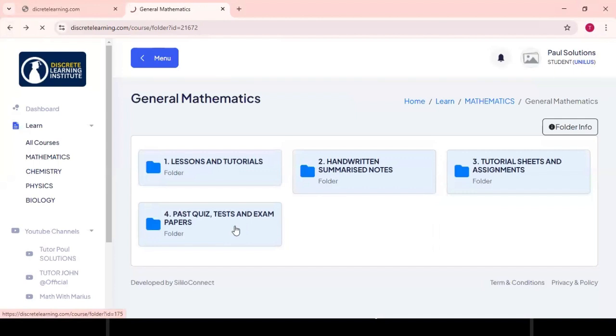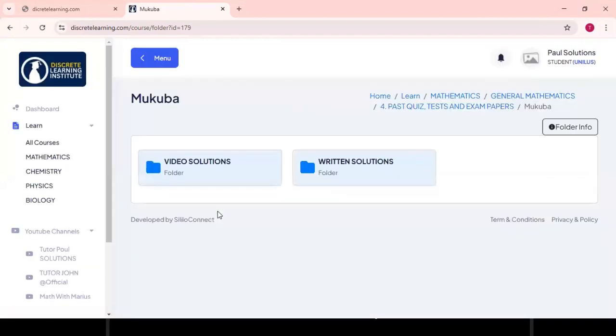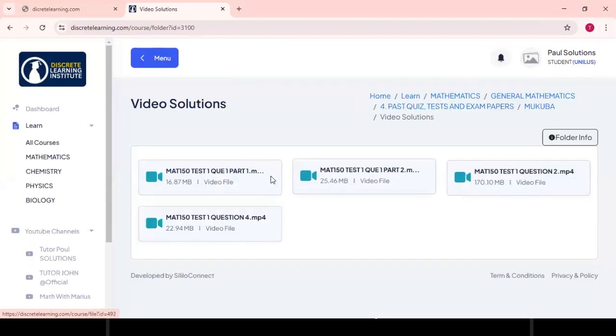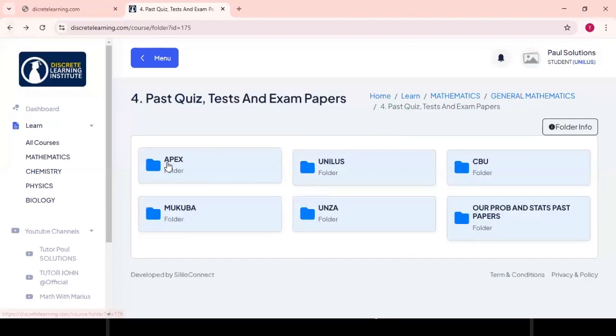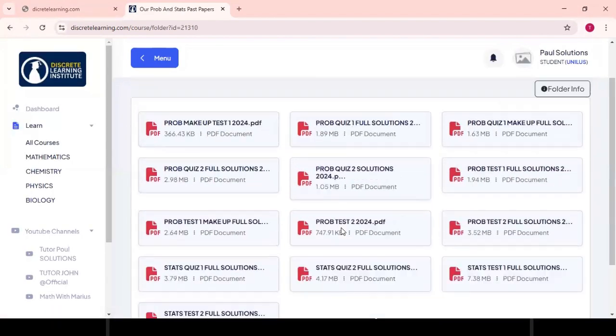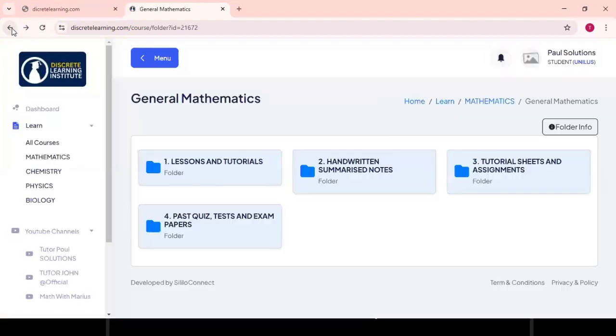And then when you go to the past quiz, test, and exam papers, you're going to find a similar setup to the tutorial sheet folder. If you're from Apex, you go to Apex. If you're from Unilus, you go to Unilus. If you're from Mukuba, you go to Mukuba. So for example, if I go to Mukuba here, I'm going to find video solutions. You can see the video solutions for some revision of their test papers. You can also go in the written solutions there. And then here we have some past papers on probability and statistics. All right, so that's how you can use this drive.